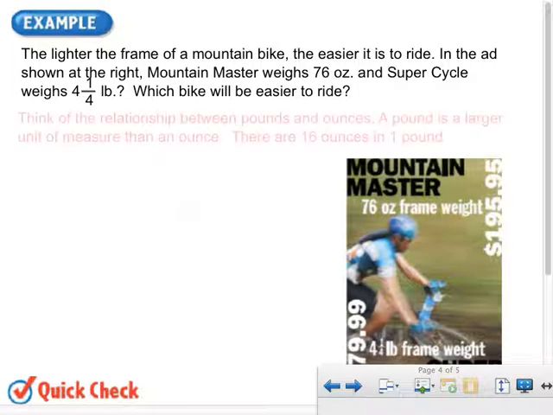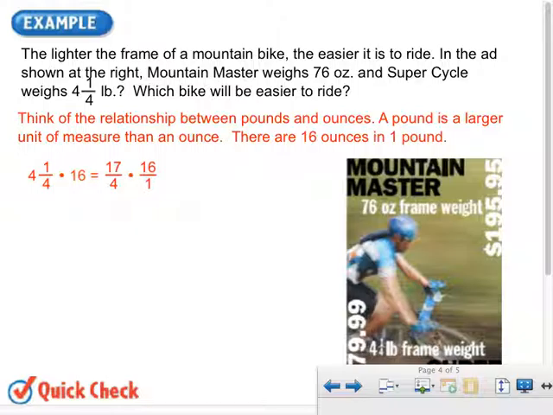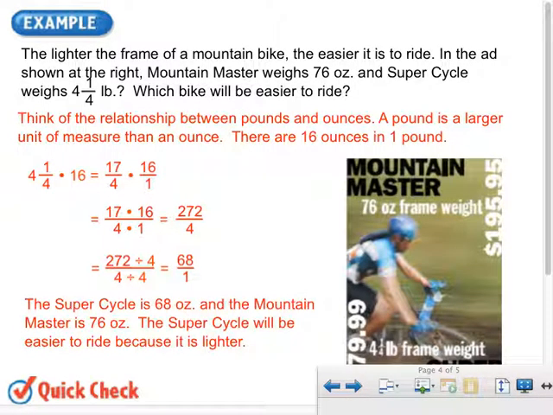I'm going to multiply. So I take my mixed number and I multiply it, but I can't multiply until I do what to my mixed number? Convert it into an improper fraction. So once I convert it, now I can multiply. Now, you could have cross-canceled and you could have avoided this. Okay, I'll let you guys deal with that. You end up with 68 over 1, which is how much that bike weighs. This one weighs 68 ounces. Which one's the lighter bike? The Super Cycle.